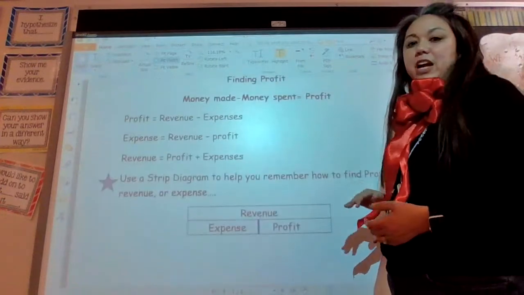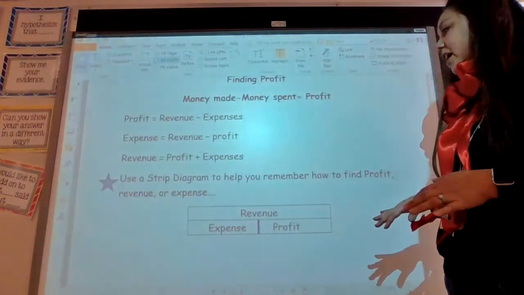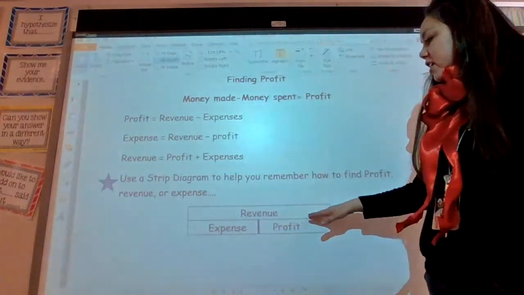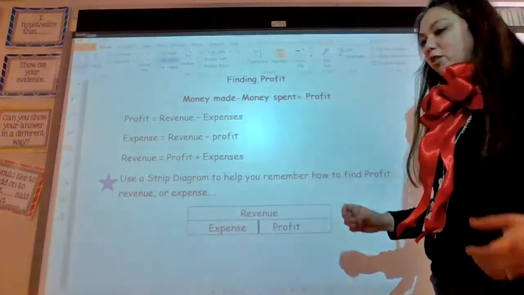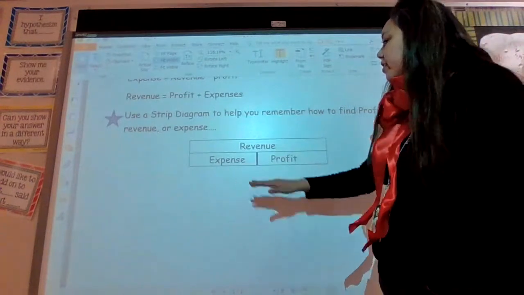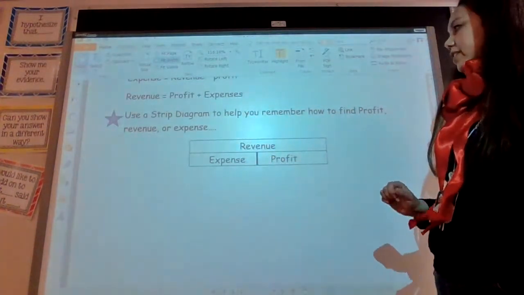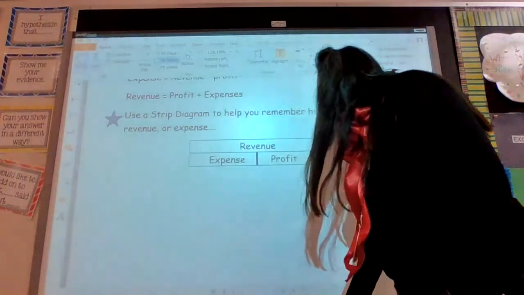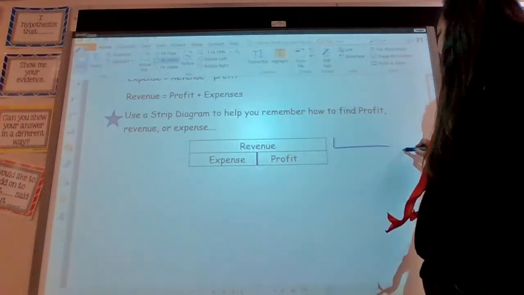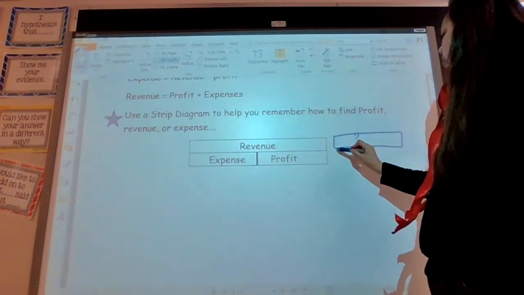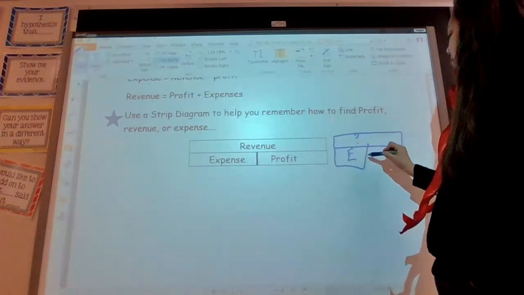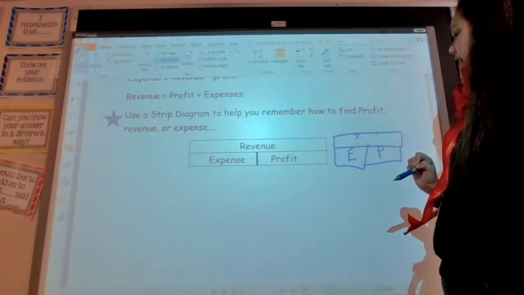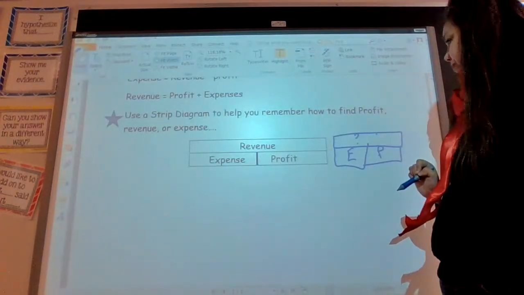We also learned how to use strip diagrams. Strip diagrams are excellent in helping us. Think of the revenue as that huge long strip there. That's the total. And underneath there, expense and profit. If you can create this, then you know what to do if you don't know one of them. If I don't know the revenue, but I know my expense and my profit, then I'm going to add these two to get my revenue.